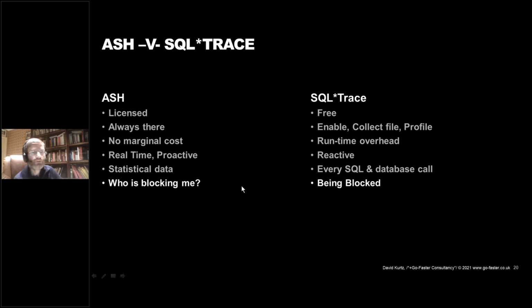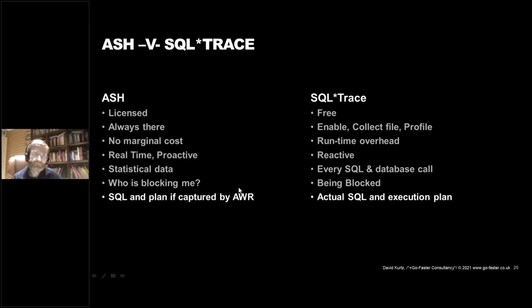The other thing is, Trace will tell you that you are being blocked because you're waiting on, say, a TX row lock event. ASH will tell you who is blocking you, and then you can go and see what they're doing while you are being blocked. There's an example of that coming later. You will get the actual SQL and execution plan if there's been a parse in the trace file. With ASH, you're dependent upon AWR having collected the SQL and the plan. And sometimes it does, and sometimes it doesn't.